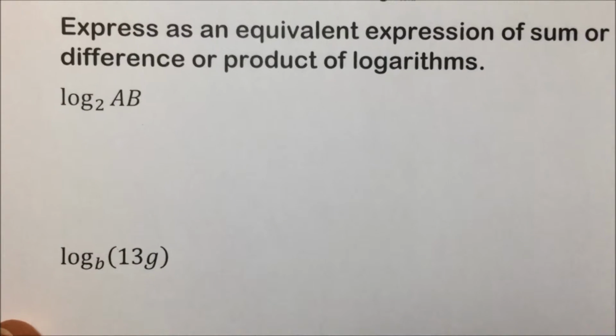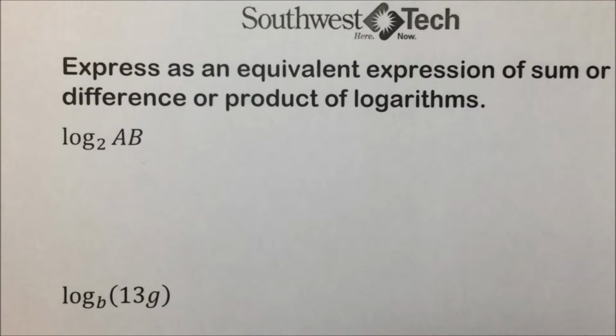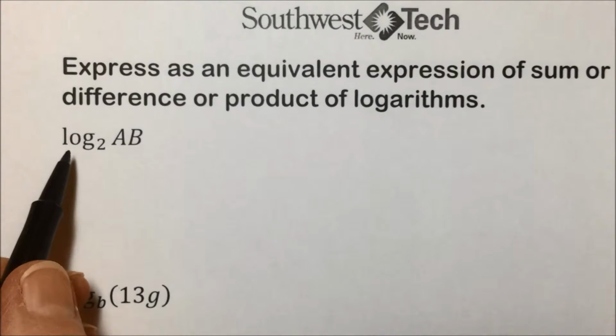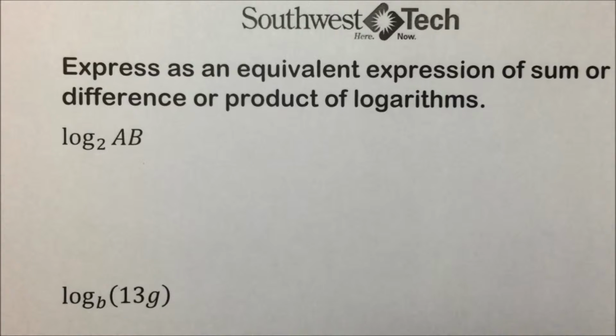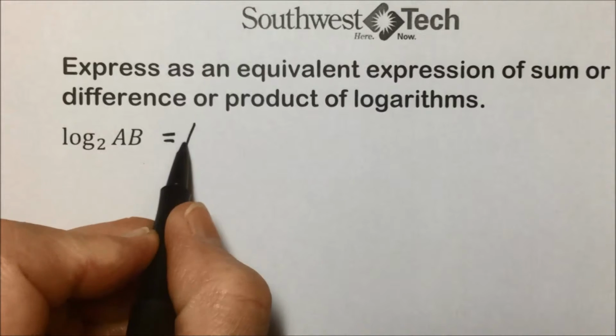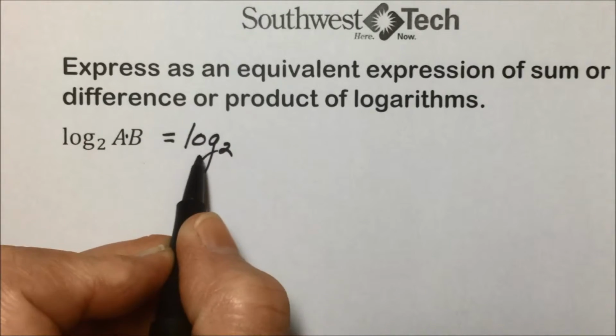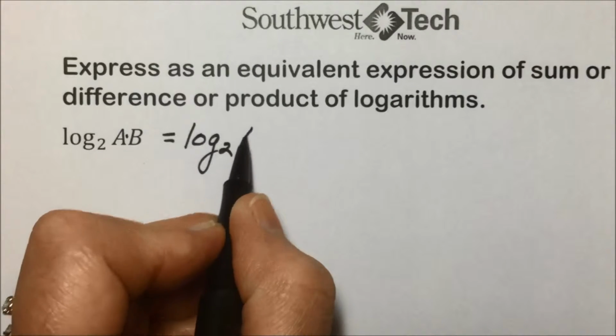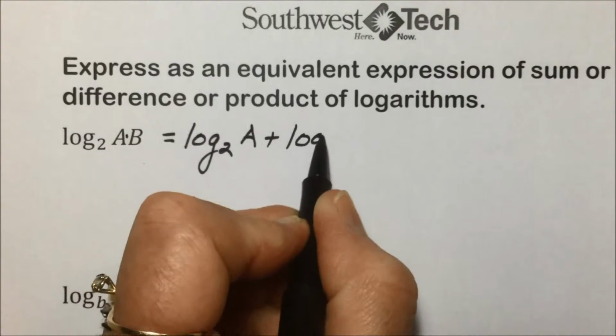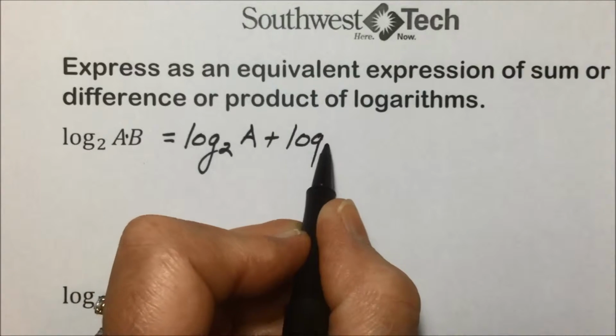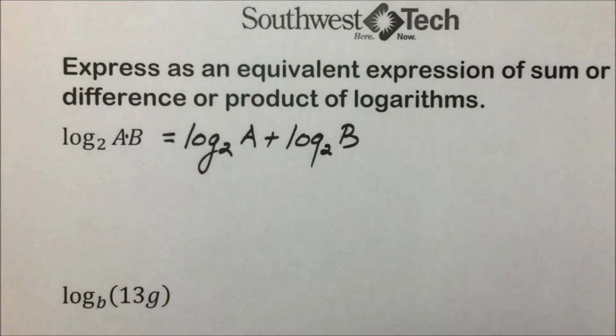In these first examples, they're asking us to express as an equivalent expression of sum or difference or product of logarithms. So we have the log of a product, which we can separate into a sum of logs. We use the same base, so this would be equivalent to log base 2 of a plus log base 2 of the second factor, which is b. This is using the product rule for logarithms.